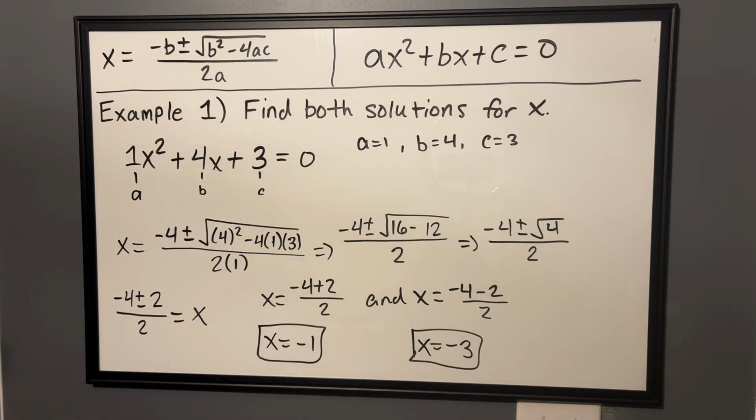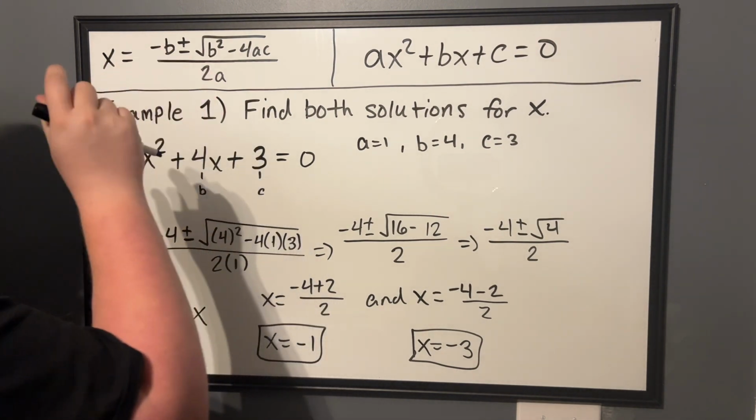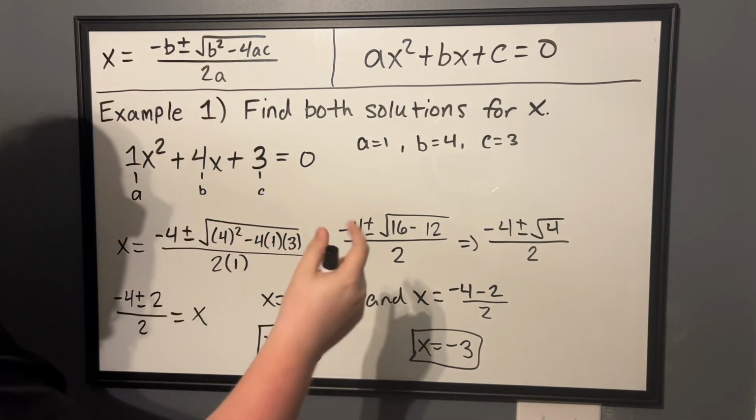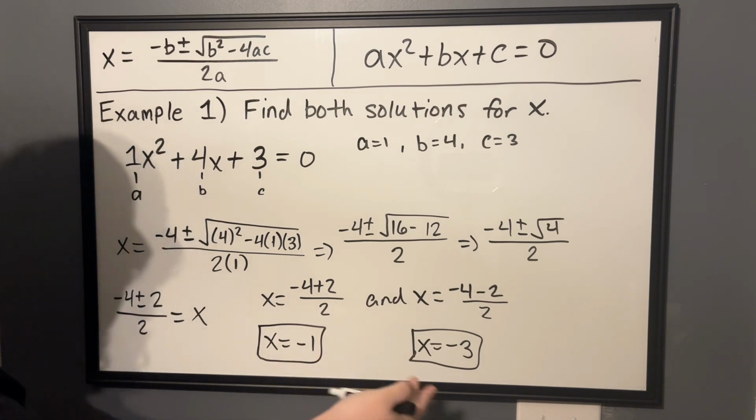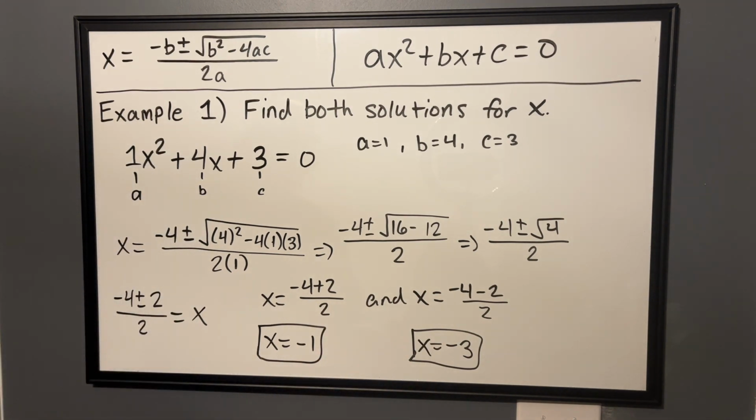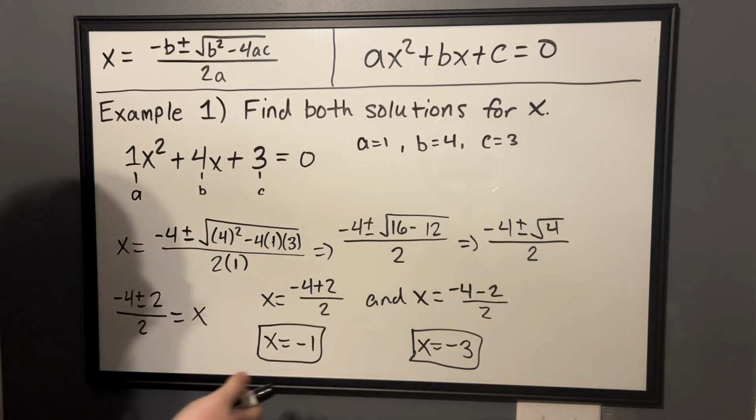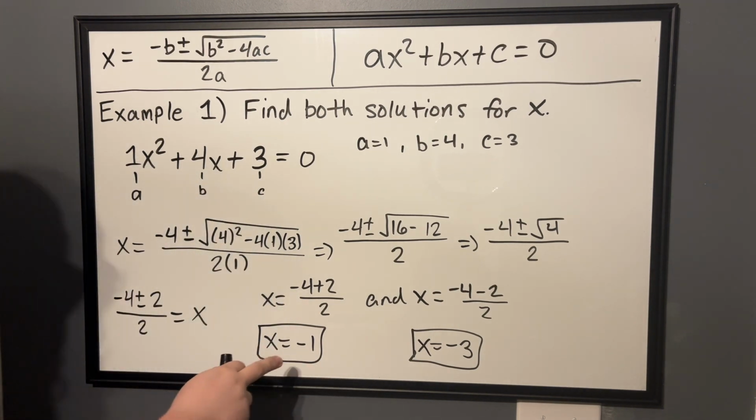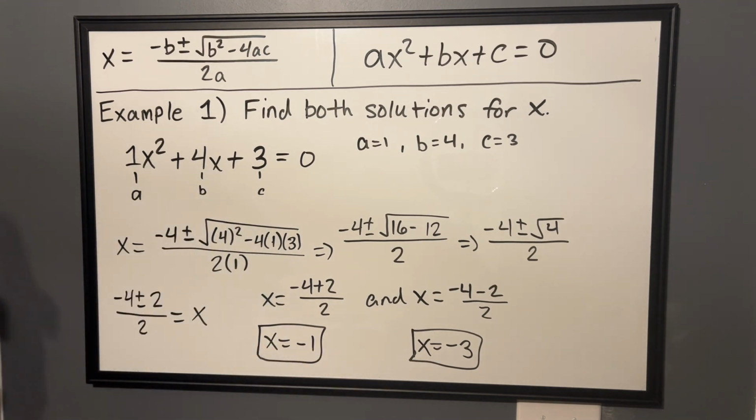So you can see that it's nice to have this formula because we're able to just plug in the numbers that we're given, and we just automatically will get two answers right here. And that's what's so nice about this formula. Now, these ones turned out to be pretty nice numbers, right? We have just a -1 and a -3. Those are nice, clean numbers. There are times where you're not going to get such clean numbers. So we're going to go ahead and do an example of that right now.